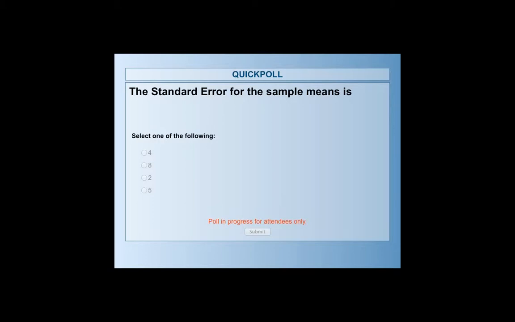Can you guys see the poll so that you can click in answers? By the way, I can't tell who's doing what, so it's an anonymous poll. So feel free to take a guess if you need to, and you won't be embarrassed by a wrong answer or anything like that.